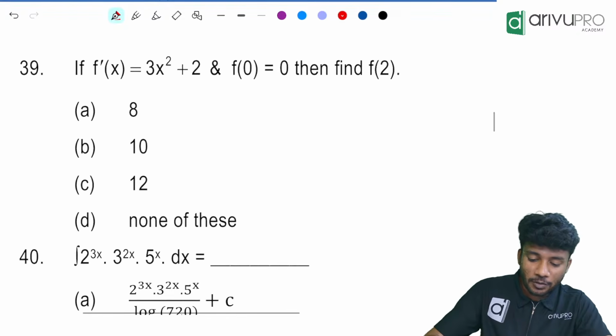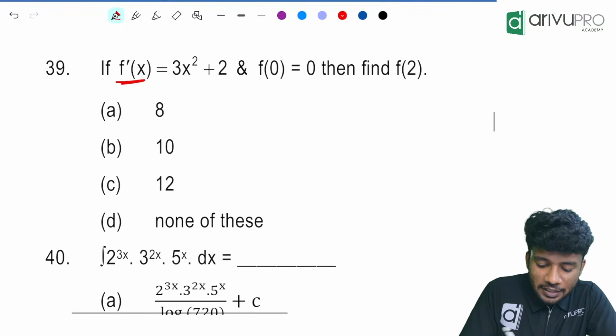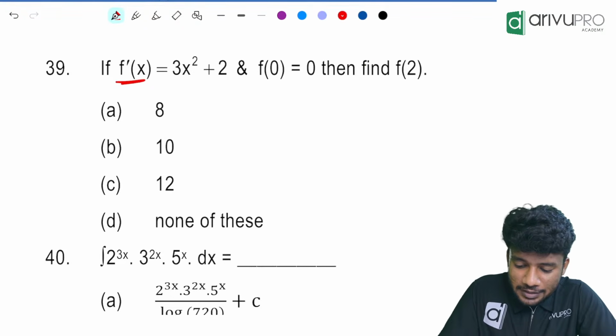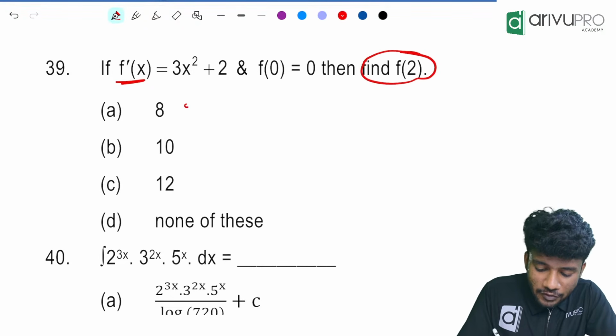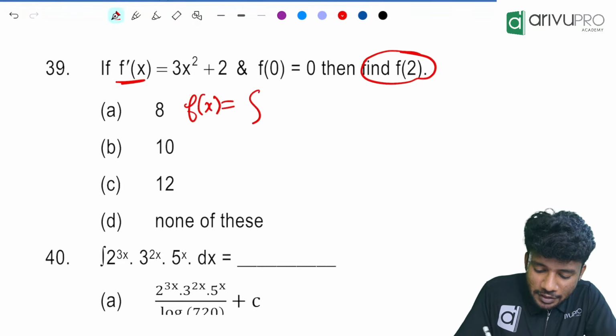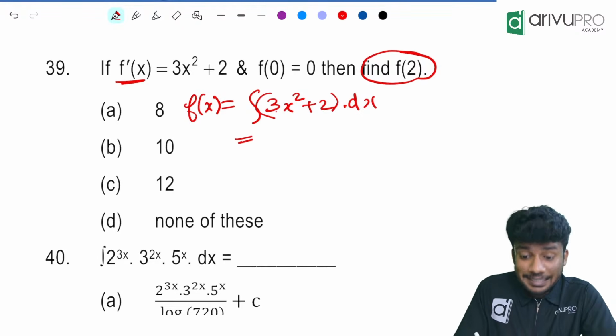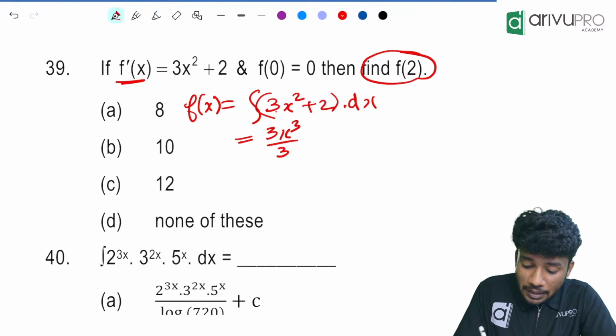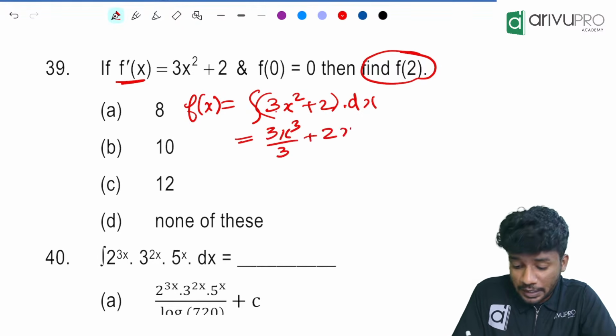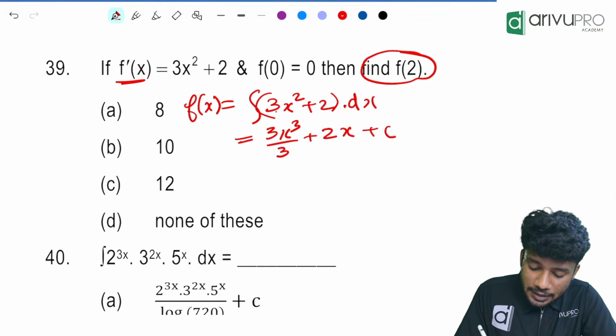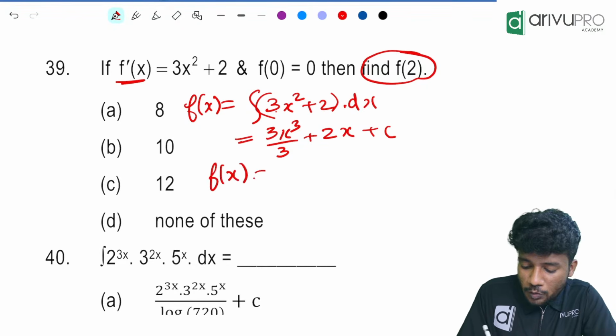Done, people. Almost at the end. Now we need to find the integral. Why? Because they are asking for f of 2. First of all, we need f of x. f of x is nothing but the integral of 3x square plus 2 into dx. That is nothing but 3x cube by 3 plus 2 into x plus c. That means I can write f of x is equal to x cube plus 2x plus c.